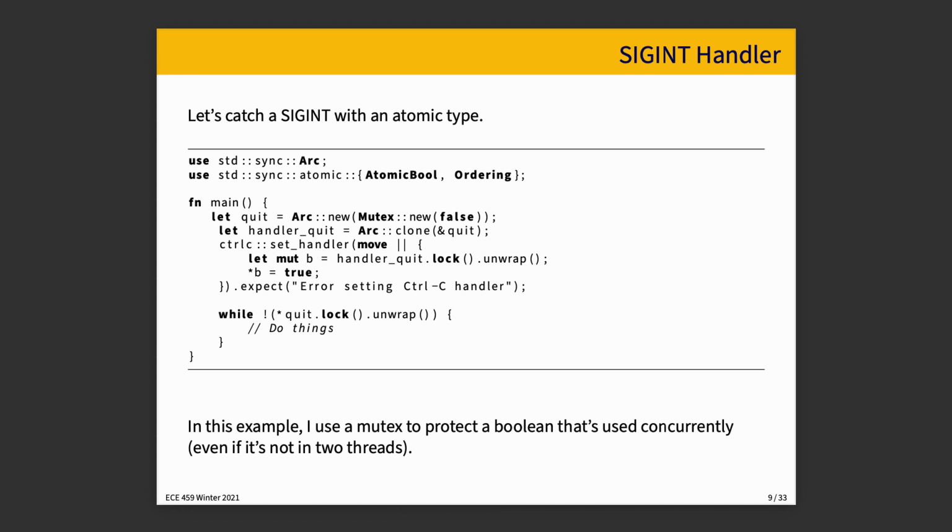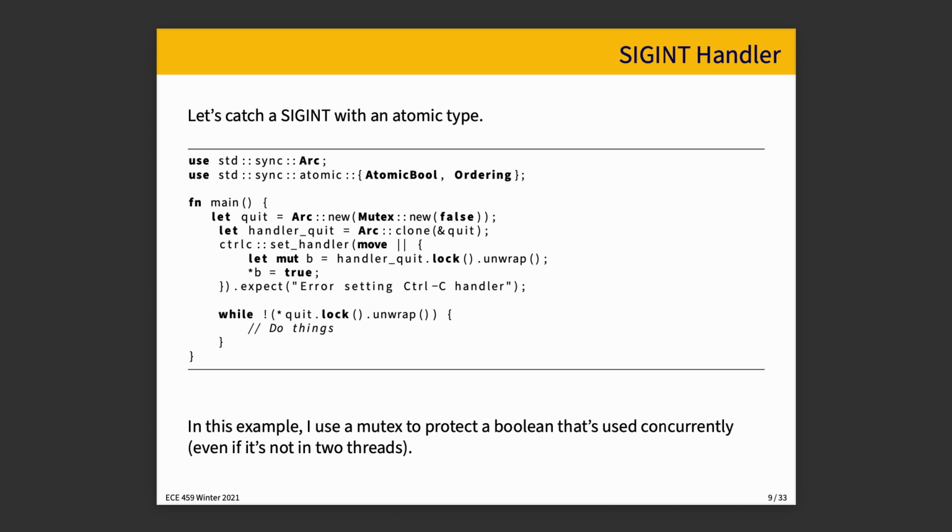And what we'll do is unlock the mutex, unwrap, and we will assign B is true. At the end of the execution of the handler, of course, the mutex guard is dropped. And otherwise, that's the end of the invocation. And we also have an expect for setting up the handler. If something goes wrong in setting it up, tell me about it.